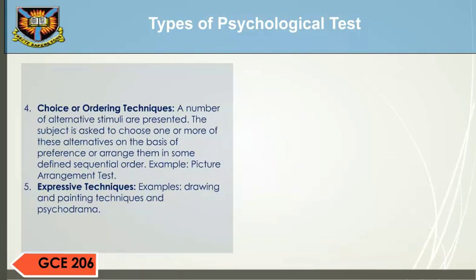4. Choice or ordering techniques. A number of alternative stimuli are presented. The subject is asked to choose one or more of these alternatives on the basis of preference or arrange them in some defined sequential order. Example, picture arrangement test. 5. Expressive techniques. Examples, drawing and painting techniques and psychodrama.